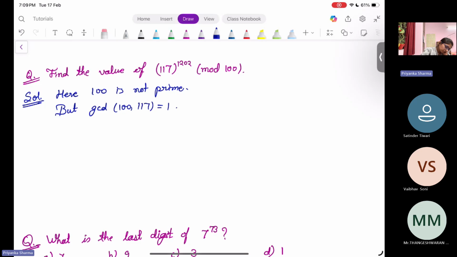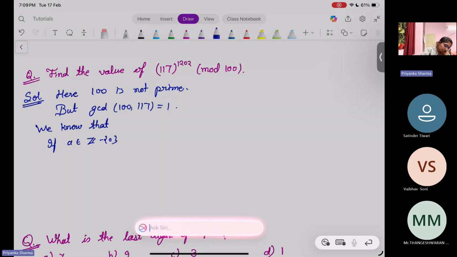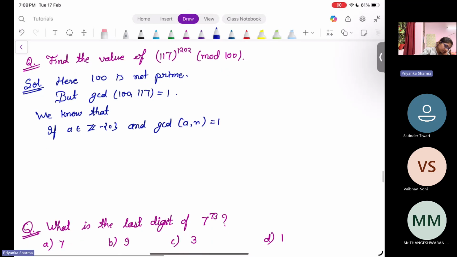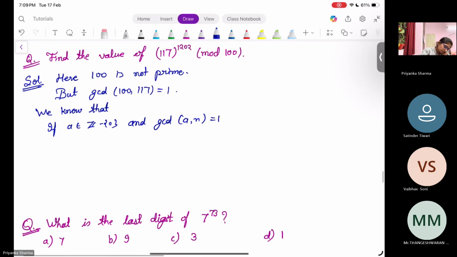This is fun. We know that if A belongs to Z minus 0 and GCD of A and N is 1 for some natural number N, then A to the power phi N will be congruent to 1 modulo N. Okay, we can use this one.